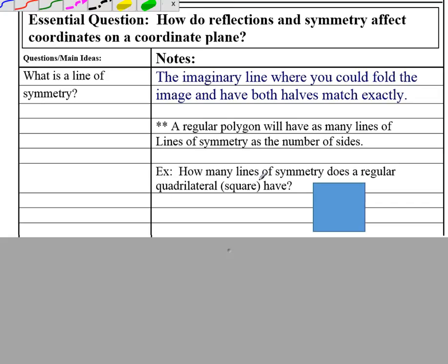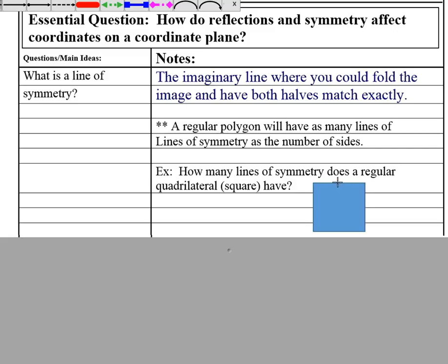Our first example on symmetry asks, how many lines of symmetry does a regular quadrilateral have? Regular quadrilateral means that all sides and angles are congruent, so in other words, we're referring to a square. So I'm going to get my line tool, and lines of symmetry are imaginary lines that you could fold the image and have both halves match exactly.